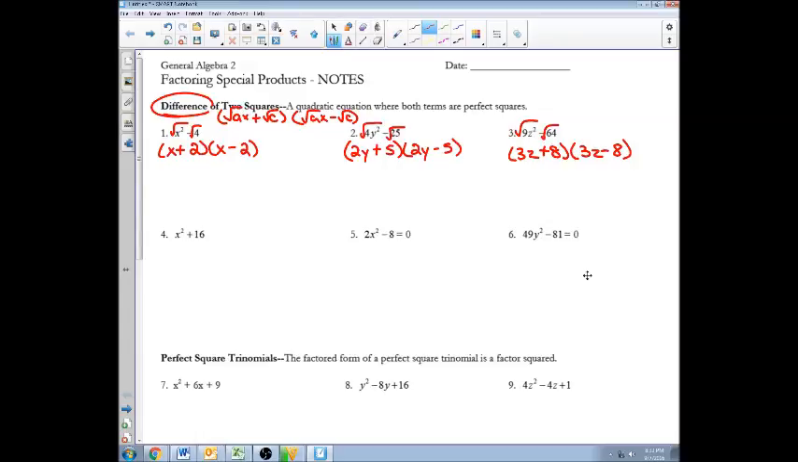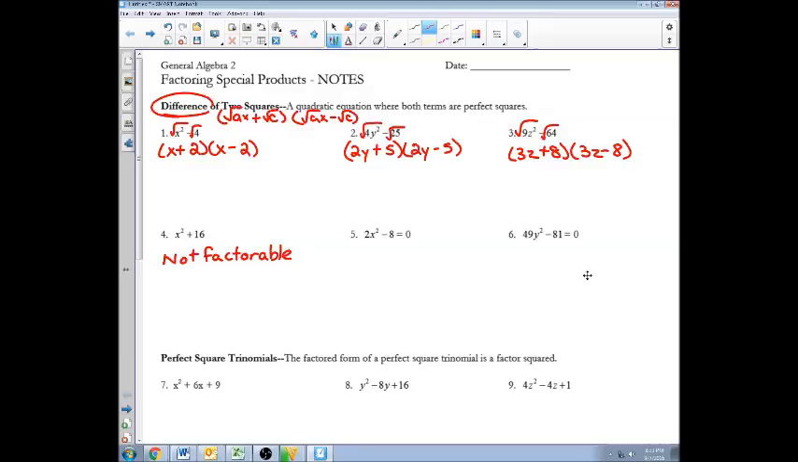All right, on to number 4. X squared is a perfect square. 16 is a perfect square. However, this is the sum of two squares. Like I said a little bit ago, our process only works if it is the difference of two squares. Because it is the sum of two squares, it is not factorable. There's nothing more I can do with that expression. Therefore, I can just write not factorable or already factored if you would like. That would work as well.